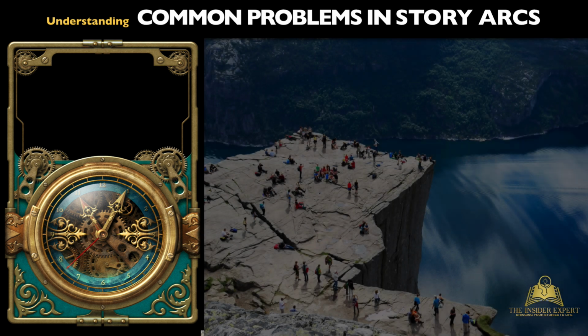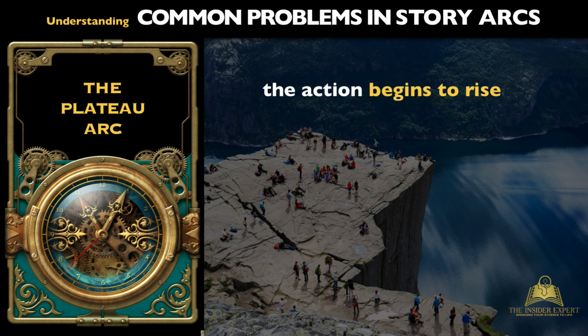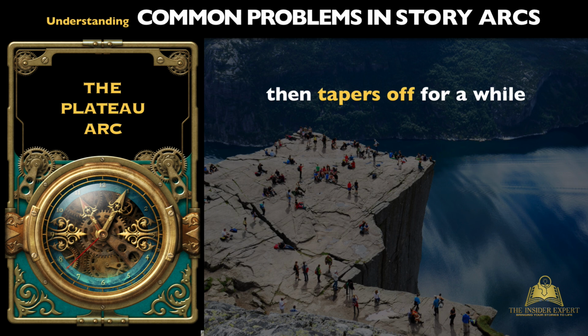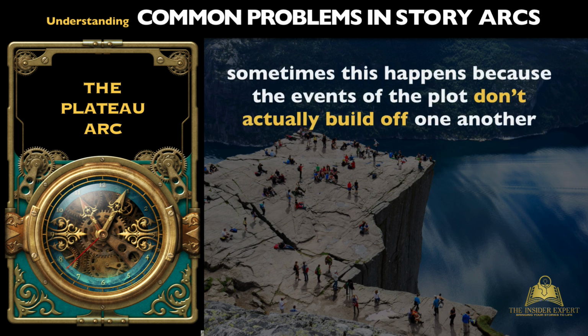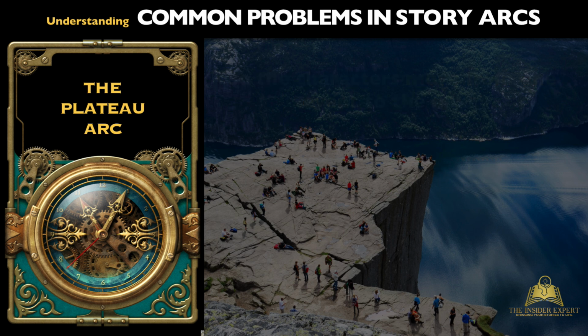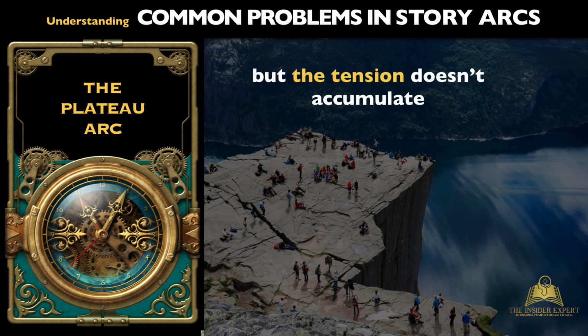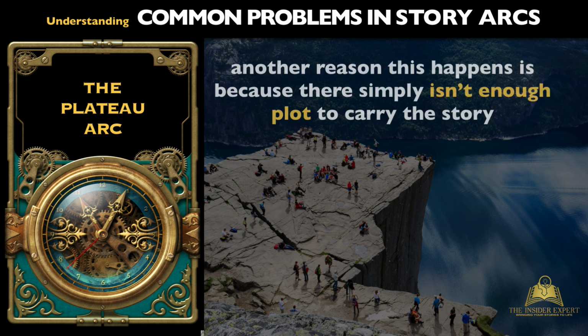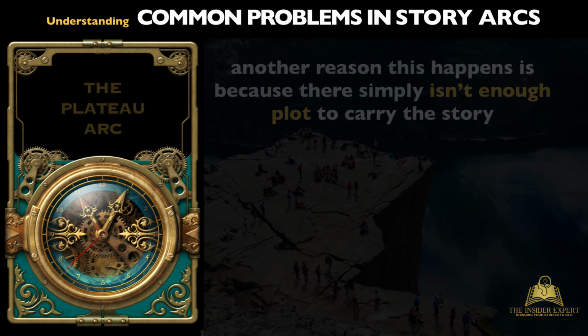The next common problem arc is the plateau arc. Now what happens here is the action begins to rise, then tapers off for a while. Sometimes it happens because the events of the plot don't actually build off one another, so the characters move from one event to the next, but the tension doesn't accumulate. Another reason this happens is because there simply isn't enough plot to carry the story.